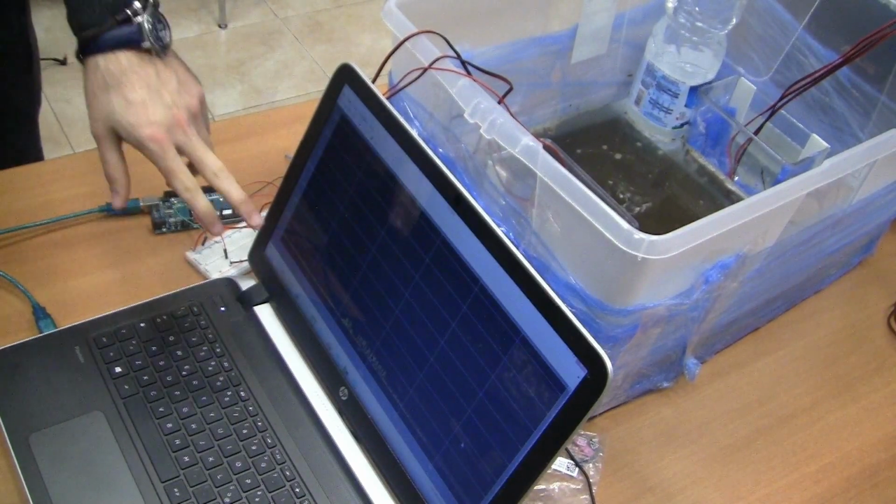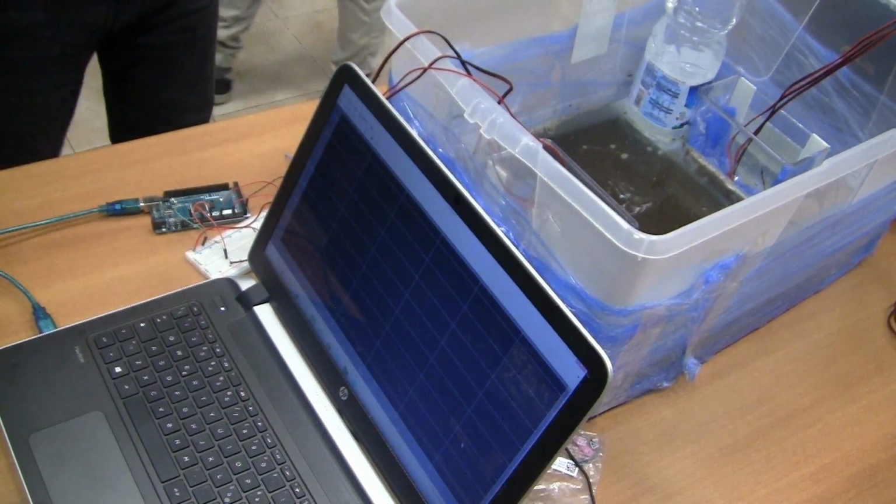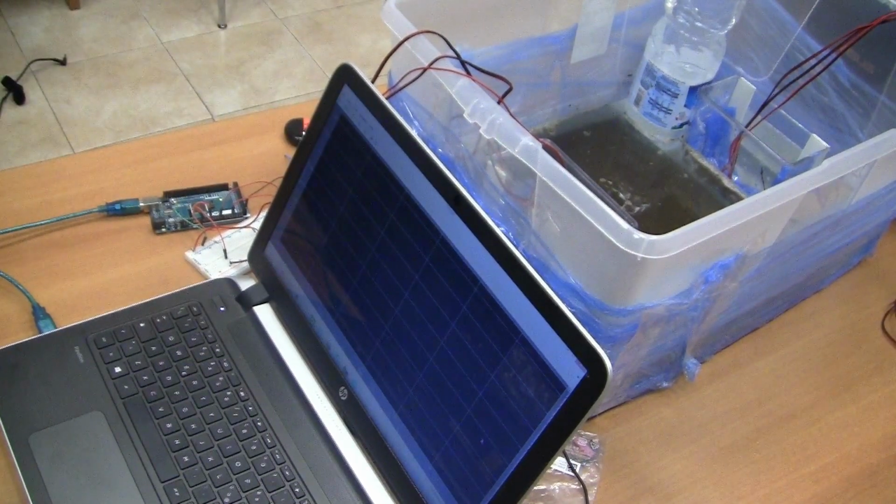And here we are using green LEDs, but due to the reflections and also the attenuation induced by the dirty water, that is a wavelength selective filter, we have that the image is strongly corrupted, as you can see. And then what happens if we use blue LEDs?